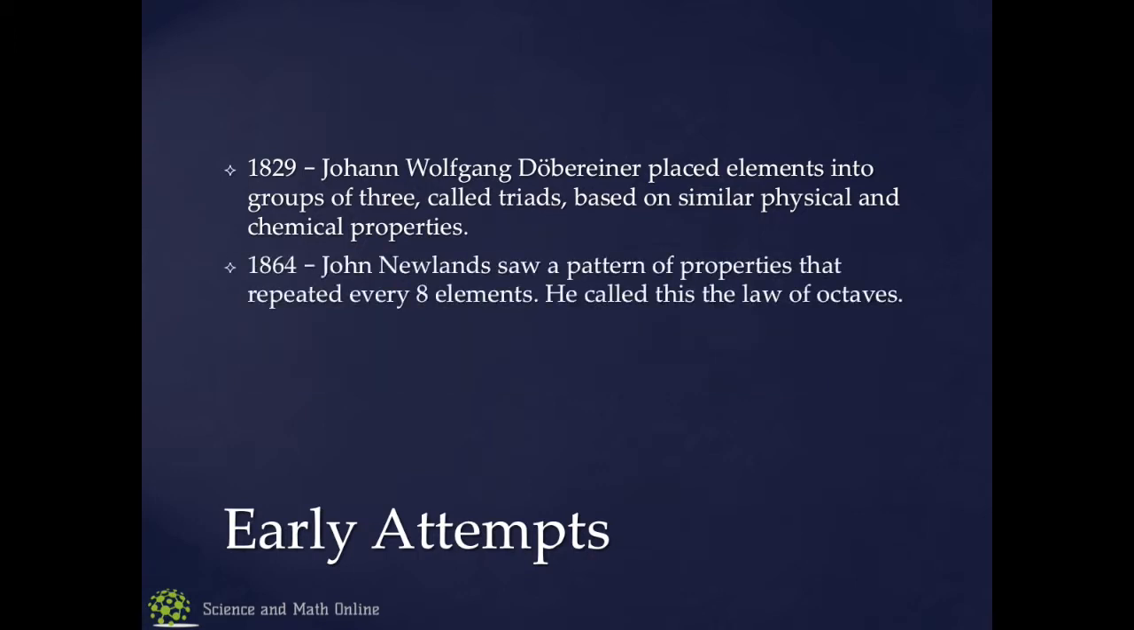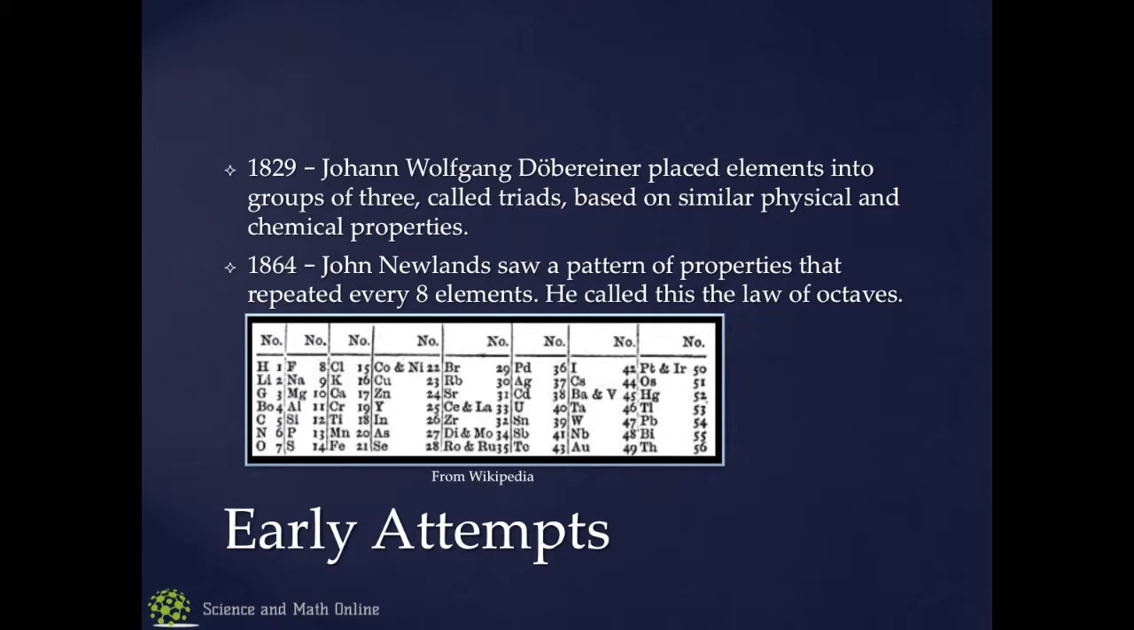So, fast forward 35 years, John Newlands comes along, and he says, hey, wait, I'm seeing a pattern where things seem to repeat every 8 elements. And so he called this the law of octaves. And this is a picture of his law of octaves. Now, a couple of problems with this. It only worked a little bit.